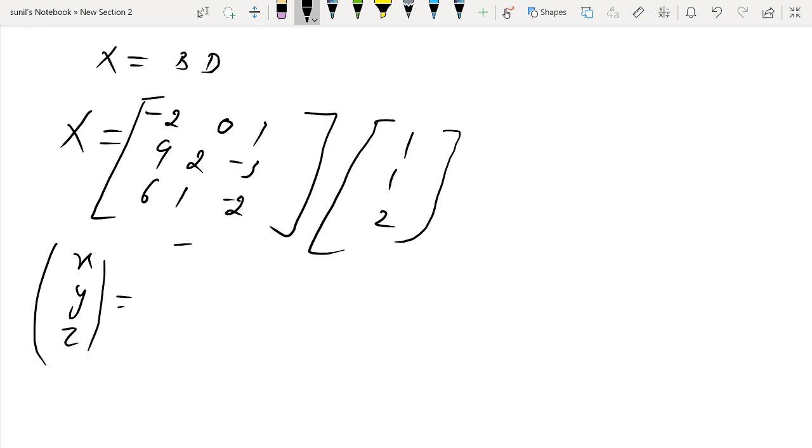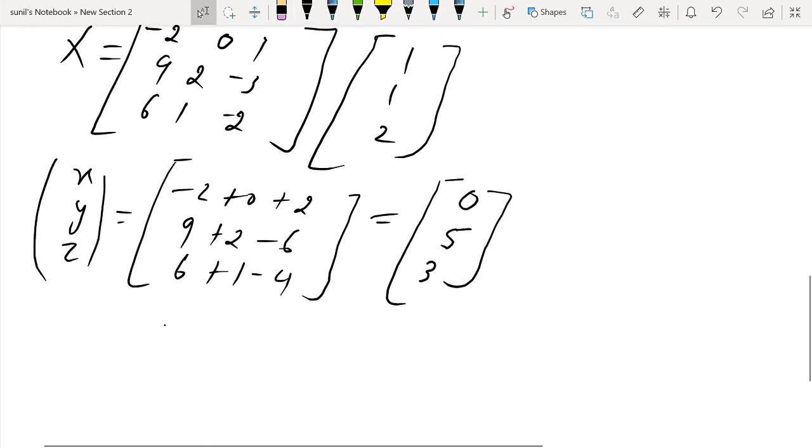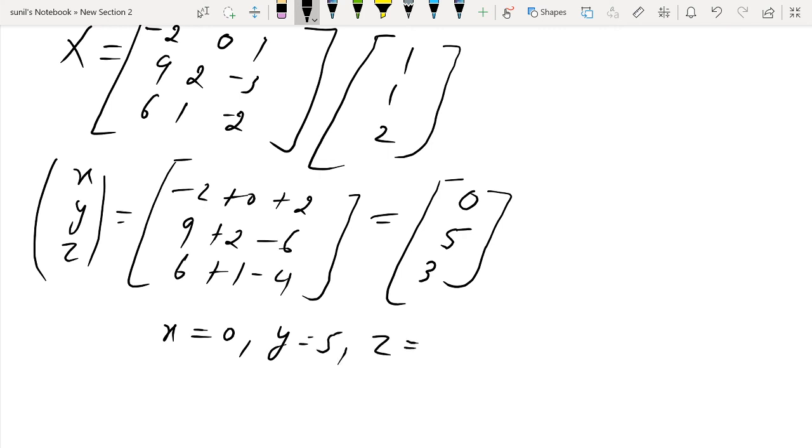Now see, it is -2 plus 0 plus 2, then 9 plus 2 -6, then 6 plus 1 -4, that is equal to 0 and 5 and 3. So we have the value of x y z here. x is 0, y is 5 and z is 3. So easily we have done this question.